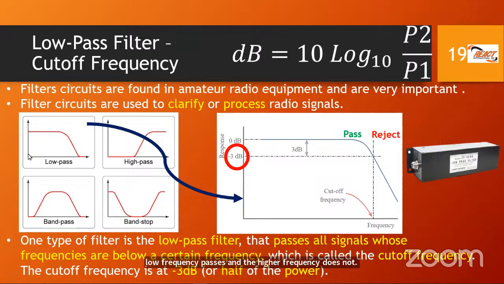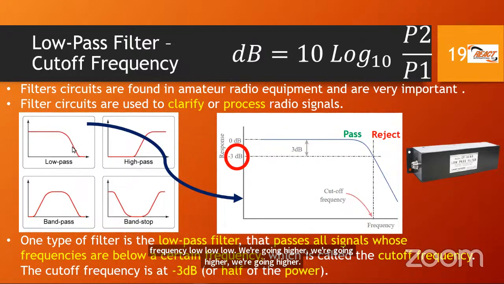You see, this is a low frequency, we're going higher, we're going higher, we're going higher. So the signal passes until it starts to attenuate or drop off. So here the signal is not passed, right? So that's why we say the low pass, or the low frequency passes.